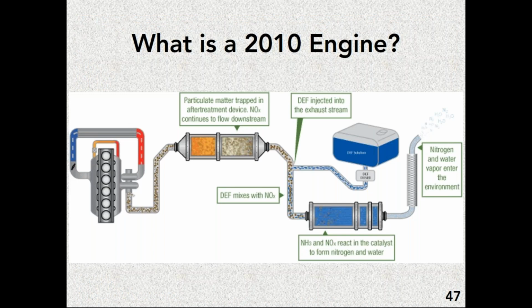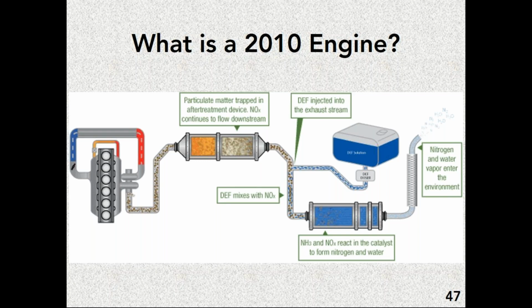Let's talk about 2010 engines for just a minute here, because this has been a confusing thing for a lot of people to understand, exactly what is a 2010 engine. So on the far left of this diagram, you have an engine. It's producing exhaust. You can see the exhaust particulates come out of the engine, and the first thing that they're going to go into is going to be a diesel particulate filter. Now that particulate filter is one of the types like I just went over.